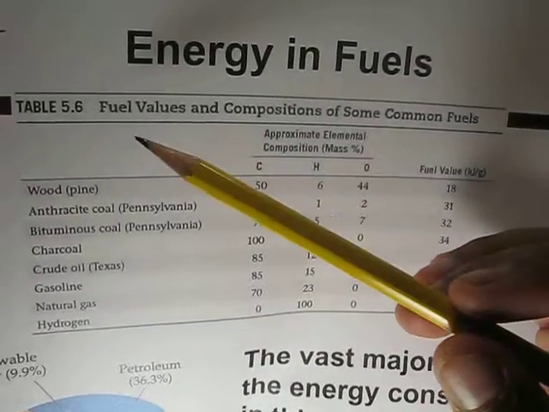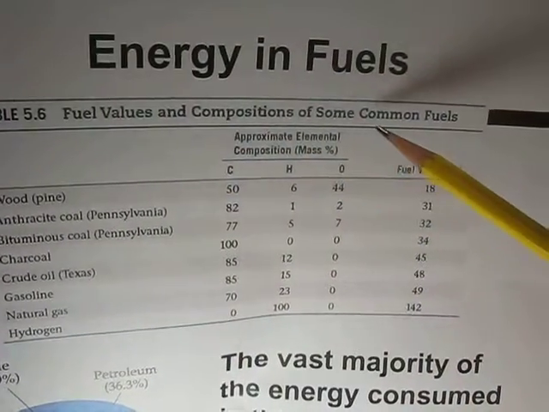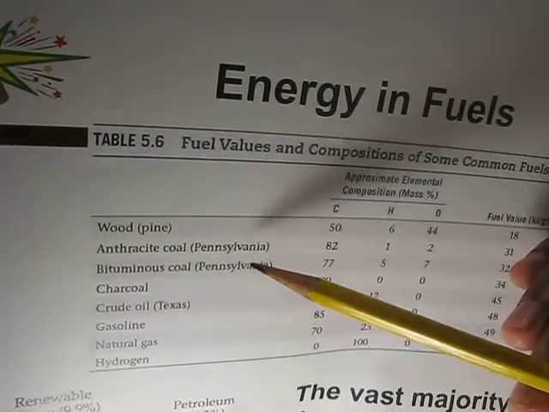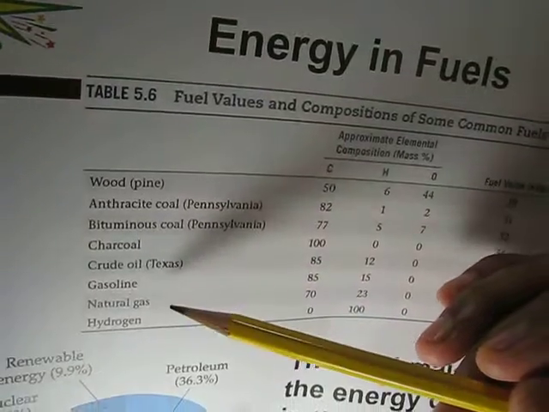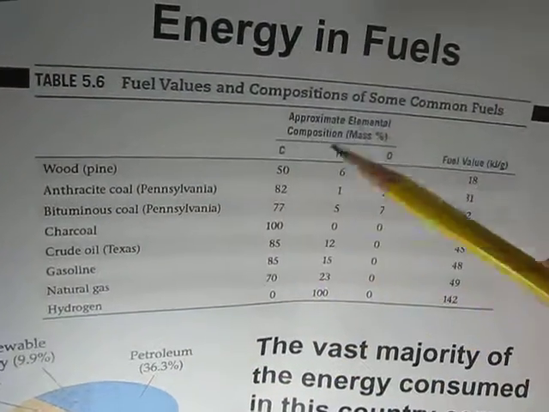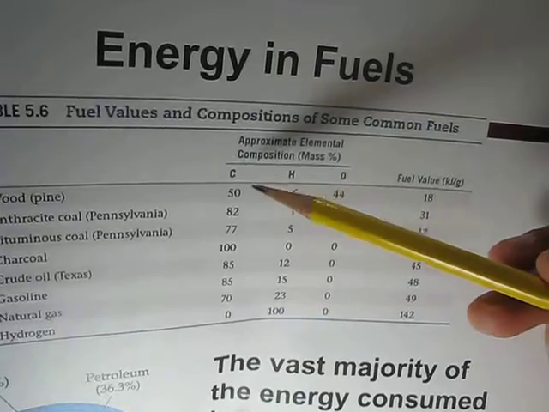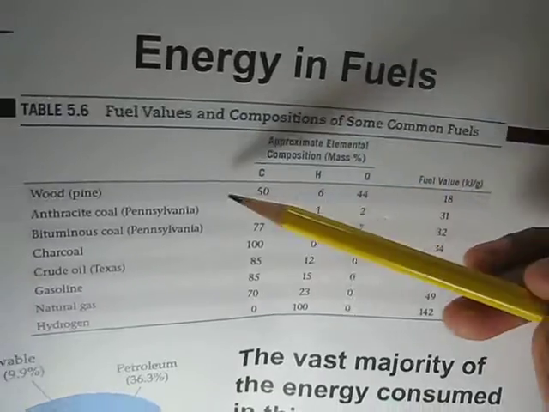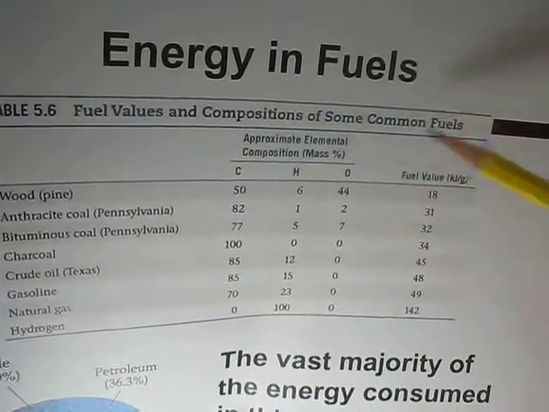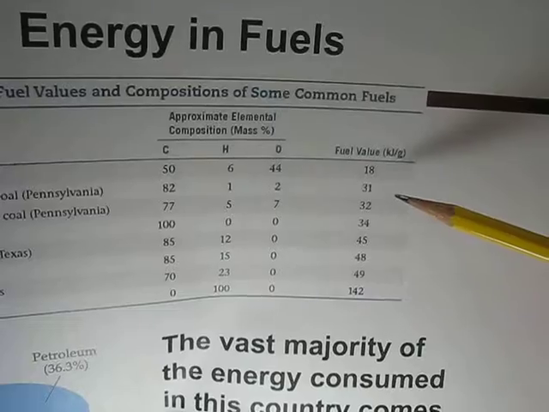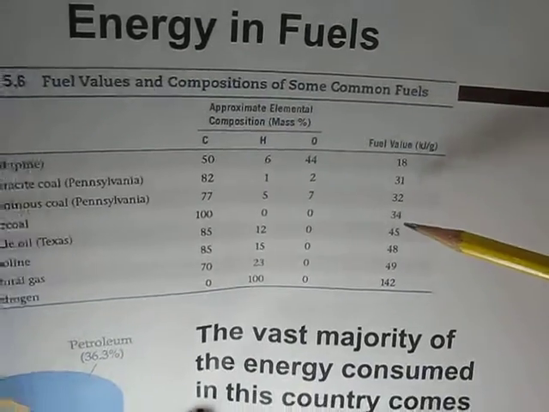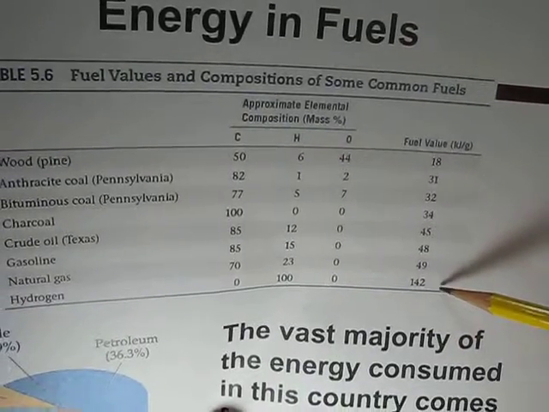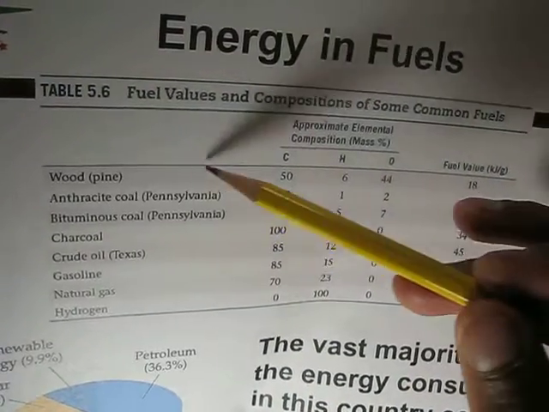And this table shows the fuel value and composition of some common fuels, for example wood, and then charcoal, crude oil, gasoline, natural gas, hydrogen. So how much each elemental composition is carbon, hydrogen and oxygen. So all these fuels have carbon, hydrogen and oxygen. When they burn, they give the energy value in kilojoules per mole. So you can see hydrogen gives the highest amount of energy, and the lowest is from wood.